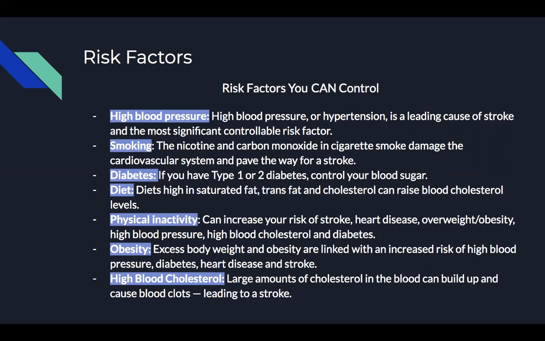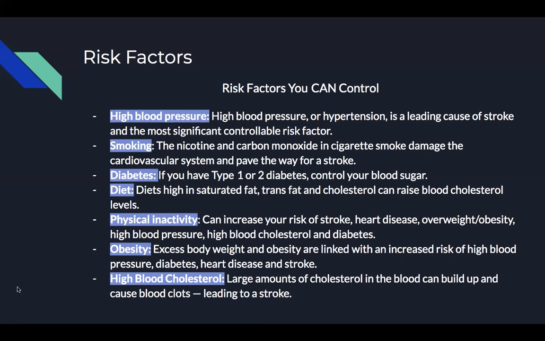Diet: diets high in saturated fat, trans fat, and cholesterol can raise blood cholesterol levels. Diets that are high in sodium can increase blood pressure. Diets with high calories can lead to obesity. So it's recommended to have a diet containing 5 or more servings of fruit and vegetables per day to reduce the risk of stroke.